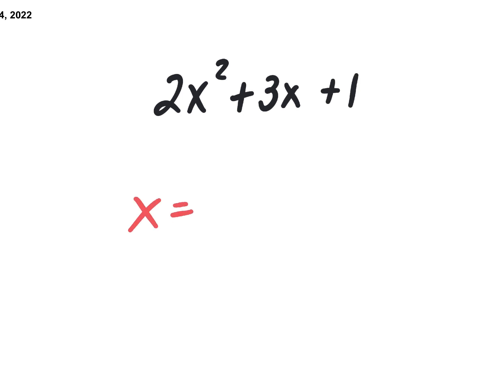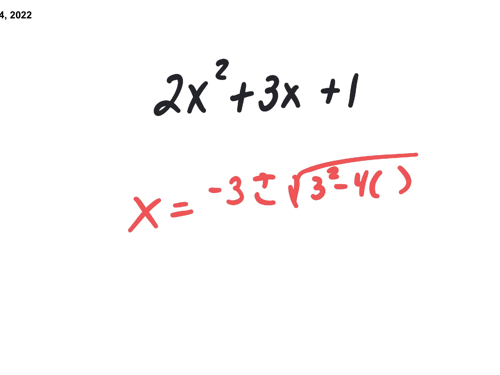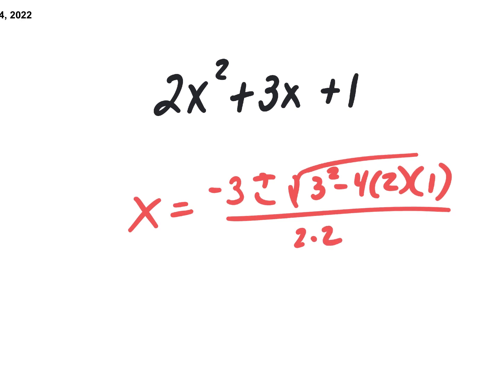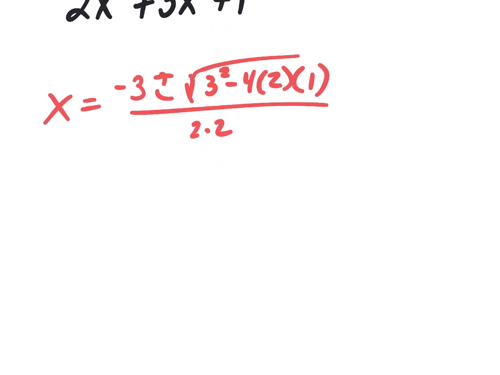x equals negative 3, plus or minus the square root of 3 squared minus 4ac, which is 2 and 1, all over 3 times 2. Nice. If you got that far, you're going to be better than most. Now, let's see if you can be the best. This is where most of the mistakes are made.